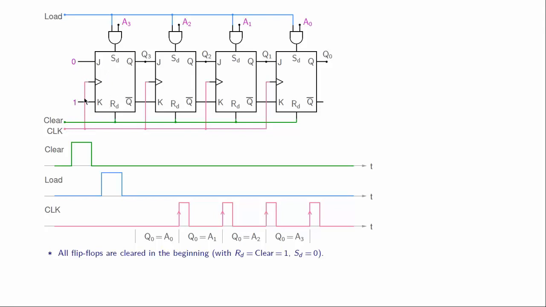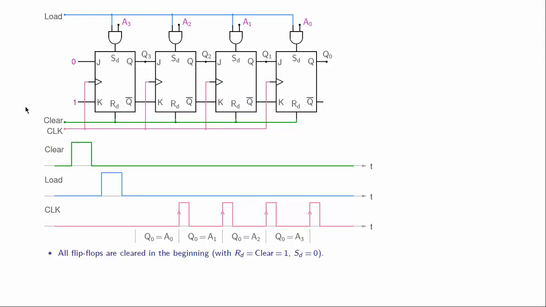We have 0 here, 1 here, we have Q3 here, Q3 bar here, Q2 here, Q2 bar here, Q1 here, and Q1 bar here. So although these flip-flops are JK flip-flops, the functionality is like that of a D flip-flop. So essentially it's a shift register that we are talking about.